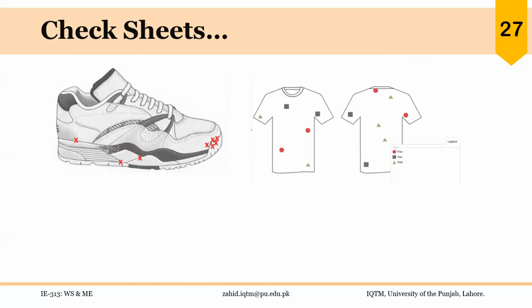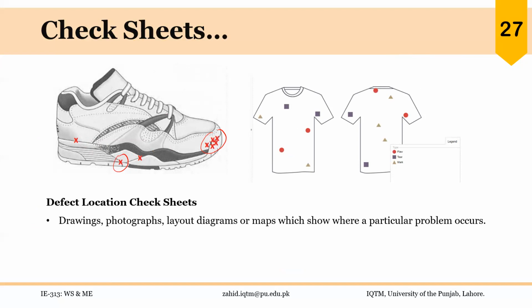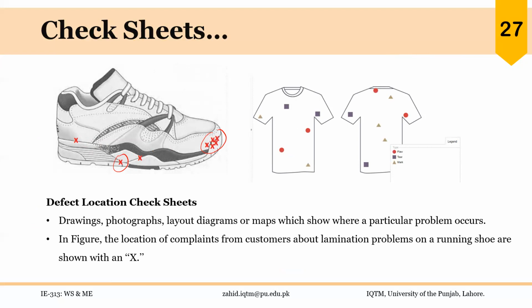Check sheets could have different formats. So what is shown is a defect location check sheet. So here the defects are shown on a diagram or figure. So drawing photographs, layout diagrams, or maps which show where a particular problem occurs. So in the figure, for example, in the left figure, the location of the complaints from customers about lamination problems on a running shoe are shown as an X. So lamination problem could occur at this position, here, or at this front. So not only can we know the frequency, but also the location of the problem.